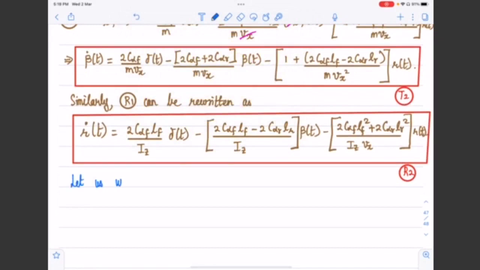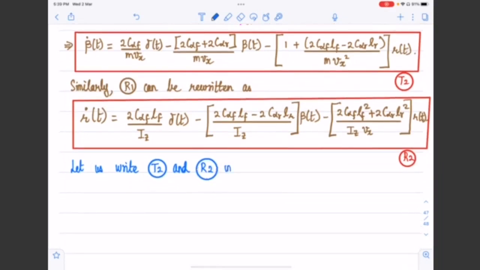Okay, so let us now write T2 and R2 in the state space representation. See, things have become a little bit simplified now. What were previously two second order ordinary differential equations in y and psi have become two first order ordinary differential equations in beta and r. That is the simplification we have got, and I think that's something we need to recognize. So let us write T2 and R2 in the state space representation.